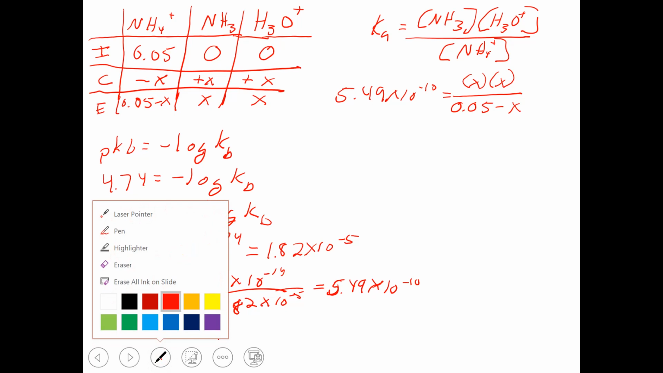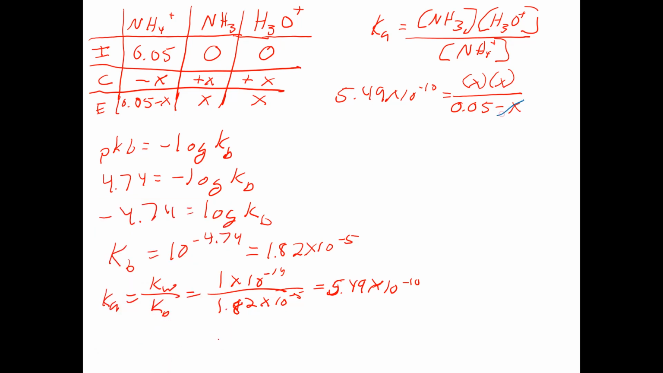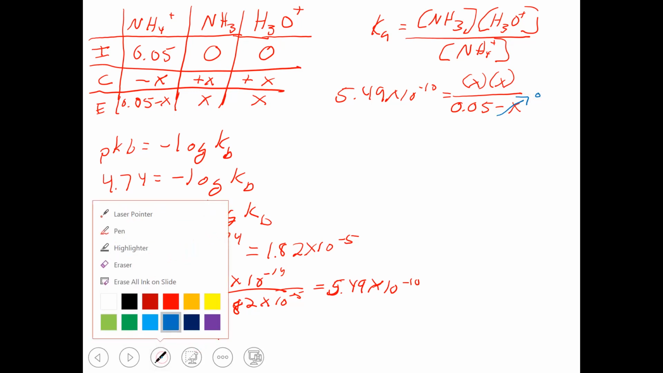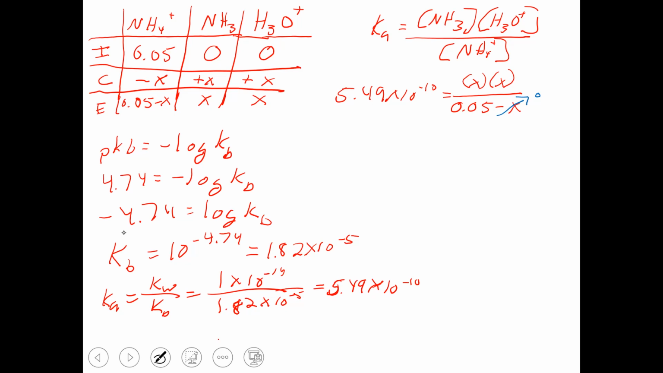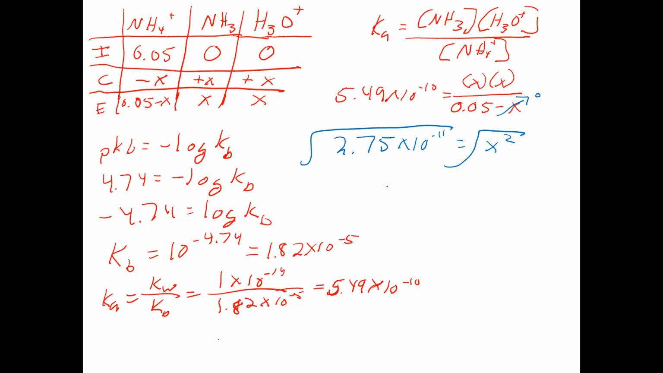So we're again going to assume, to make our lives a little bit simpler here, that X is so small that it's negligible. And we can check that at the end and make sure that that assumption holds true. So 5.49 times 10 to the negative 10th times 0.05 gives us 2.75 times 10 to the negative 11, and that is equal to X squared. If we take the square root of 2.75 times 10 to the negative 11, we get 5.24 times 10 to the negative 6th. Since we represented H3O+ as X, X is also the concentration of H3O+.